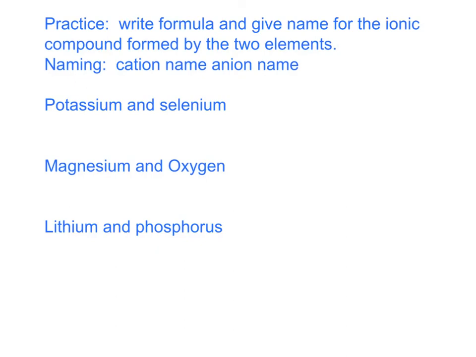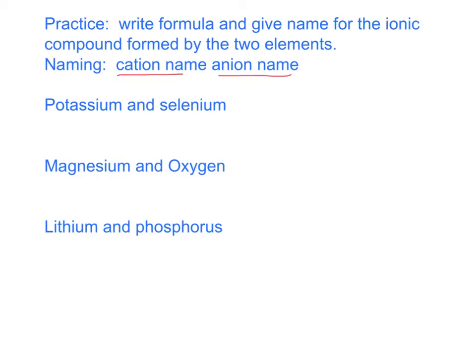Okay, so we're going to go through and practice writing the formula, and then we're also going to name the ionic compound, which is really simple. You basically just name your cation, name your anion, that's the name of the compound when we're dealing with these simple binary ionic compounds that are just based on 2 elements in their ionic states bonded together.